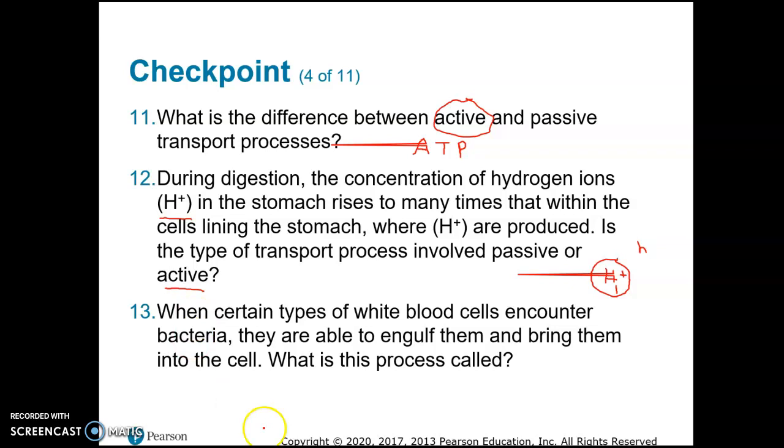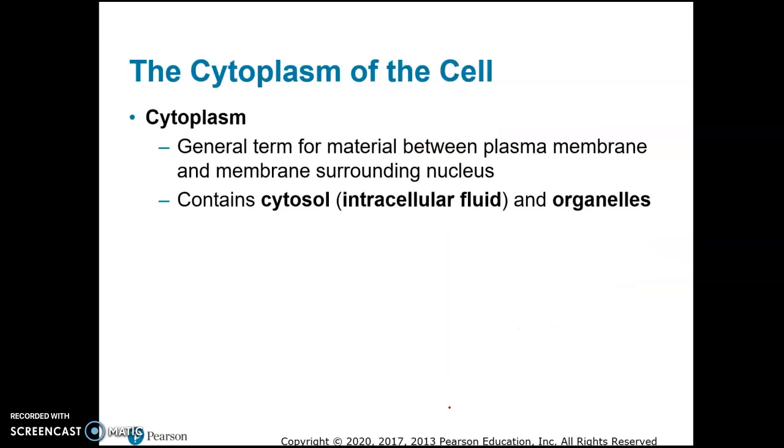All right, 13, when certain types of white blood cells encounter bacteria, they are able to engulf them and bring them into the cell. This process is called phagocytosis, which is a type of endocytosis.